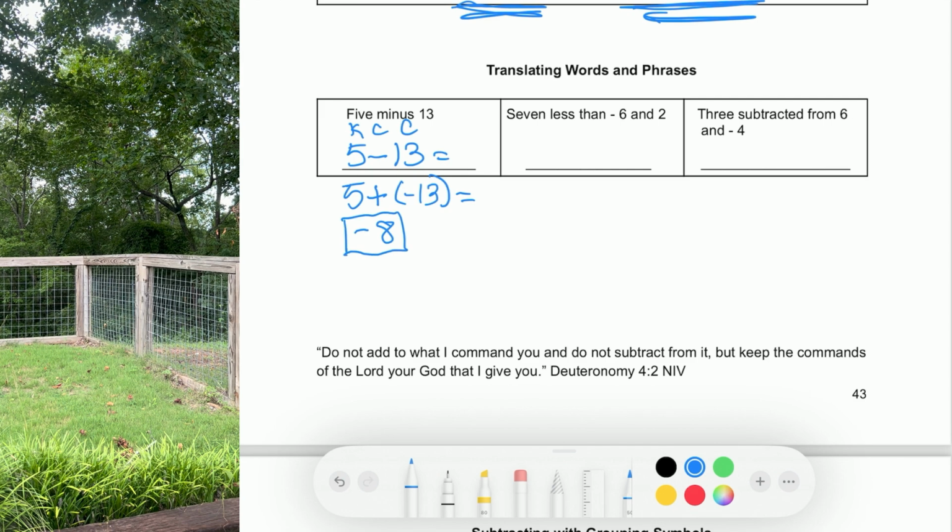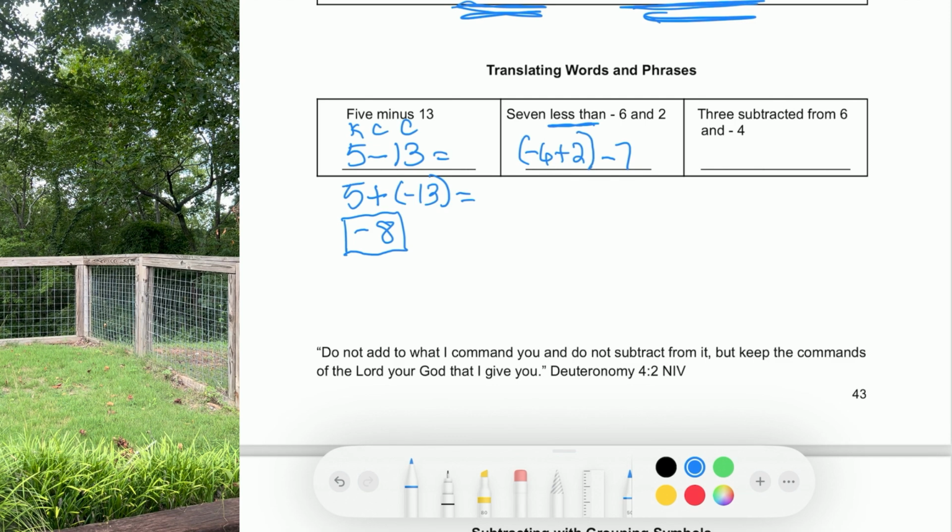Our next one says 7 less than negative 6 and 2. That less than, don't forget, is a turnaround phrase. So I know I'm going to have the minus 7 after what I'm about to write. Negative 6 and 2. So negative 6 plus 2, because it said 7 is less than this. So that means that has to be solved before we subtract that 7.